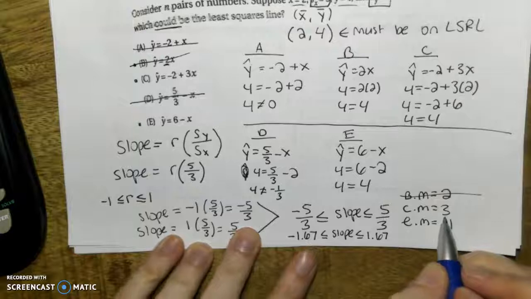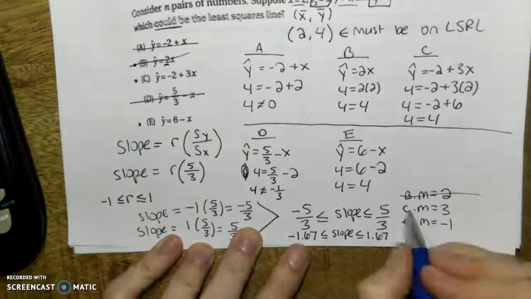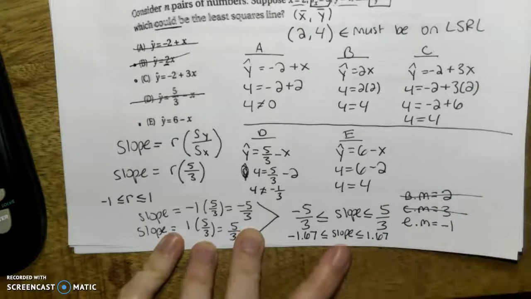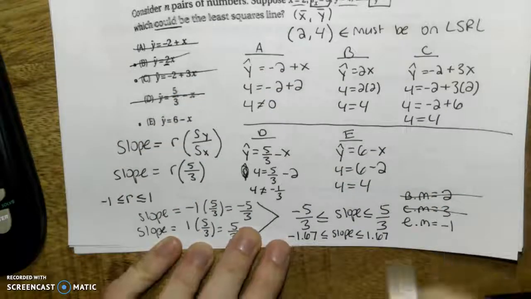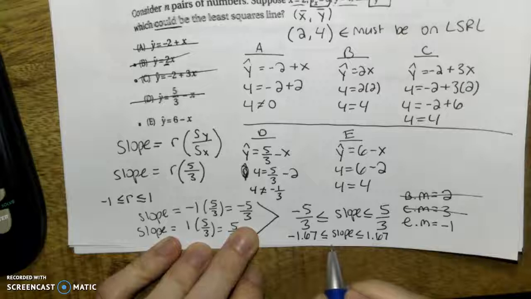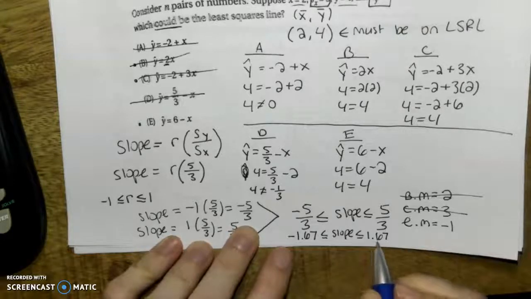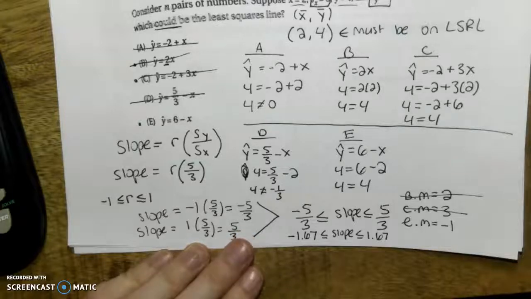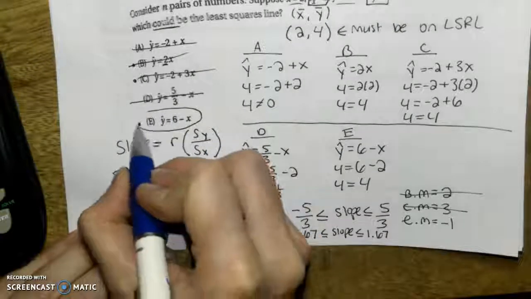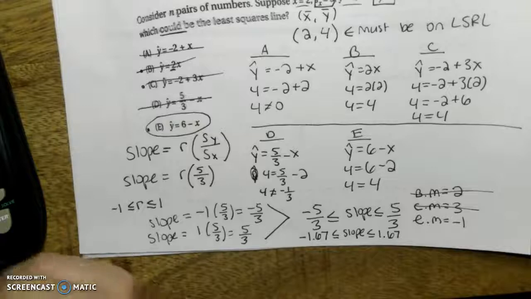Does 3 fall in that range? Nope, it does not. It's higher than the highest it could be. So let's take out C. Does -1 fall in this range? It does. It's between +1.67 and -1.67. So it's my only plausible answer. E is my only plausible answer.